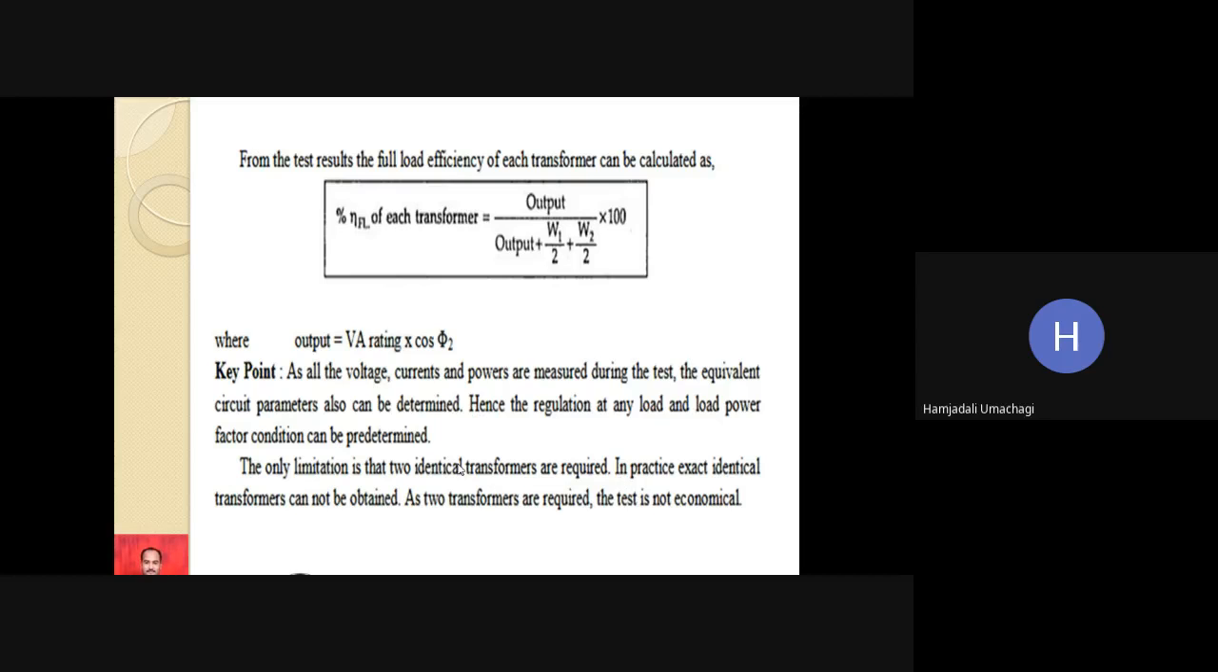It means the drawback, what we can say here, is that this test requires two identical kVA rating transformers. That is the limitation. In practice, exactly identical transformers cannot be obtained. As two transformers are required, the test is not economical. So here, although we are getting exact values of the efficiency and regulation, getting two identical transformers is a limitation, and also it requires two transformers, which is not economical.